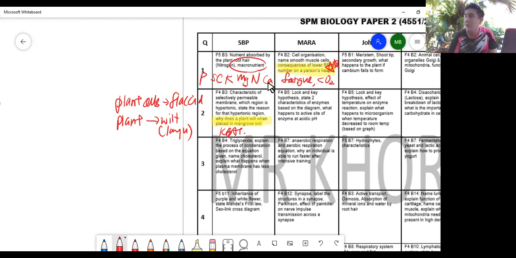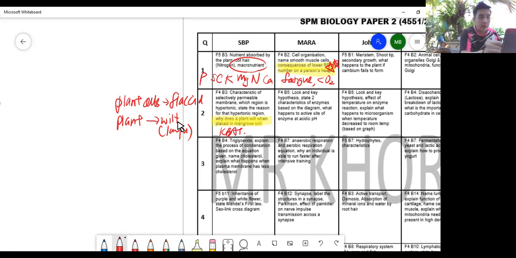For the past 6-7 years, whenever this type of question comes out, students tend to write that plant cells become flaccid or plant cells will wilt. Wrong. So please take note. Turgid is used for plant cells as well.